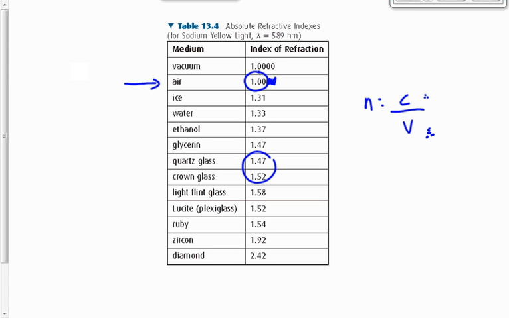What about water? Light slows down quite a bit when it goes into water. It slows down even more when it goes into glass. It slows down the most when it goes into diamond. That's why diamond sparkles so much.